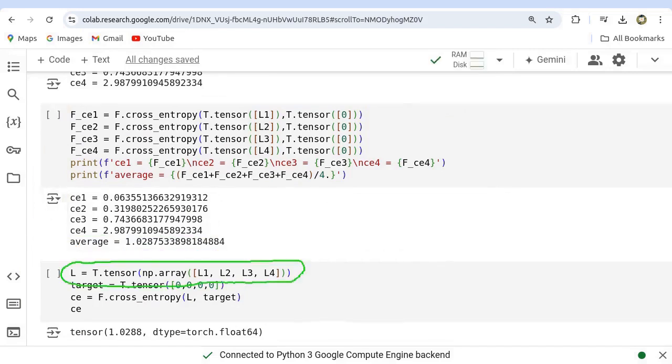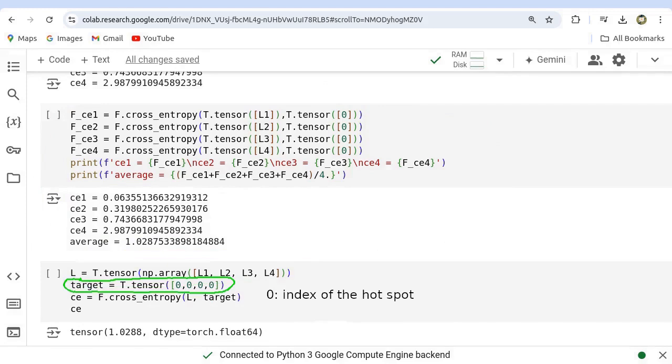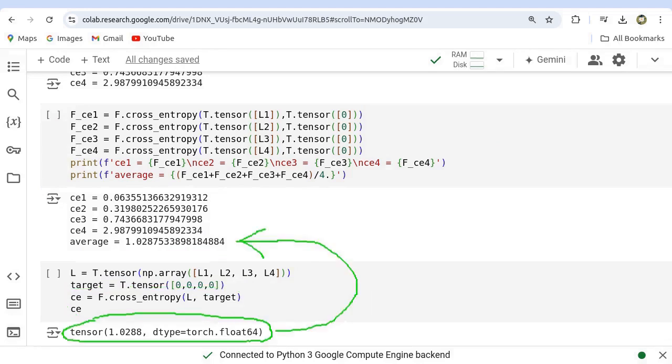We stack L1 through L4 into a new tensor named L. Each target has the index 0 as the hot position. The cross-entropy is then calculated using the PyTorch function, cross_entropy, resulting in the average of the cross-entropy values from the 4 samples.